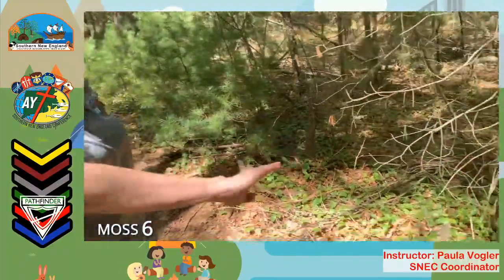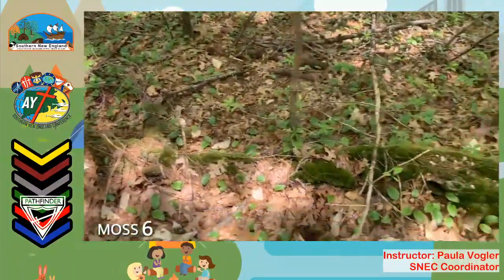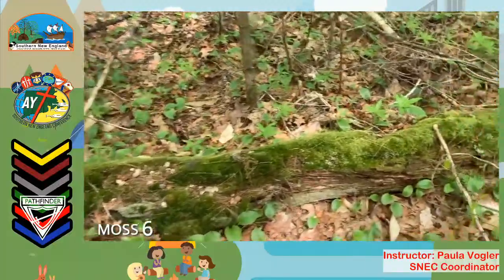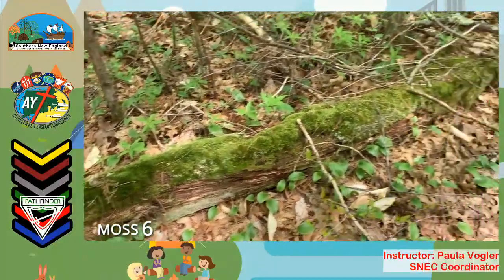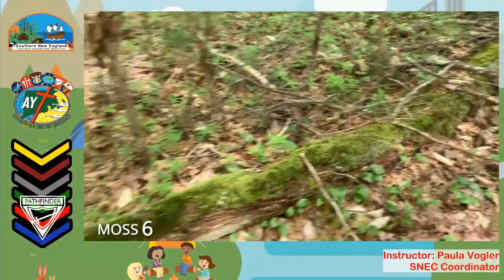I'm looking at this downed tree along here. Look at that beautiful, beautiful green. It looks like velvet all along that tree. Pincushion moss. That's an easy one to remember.